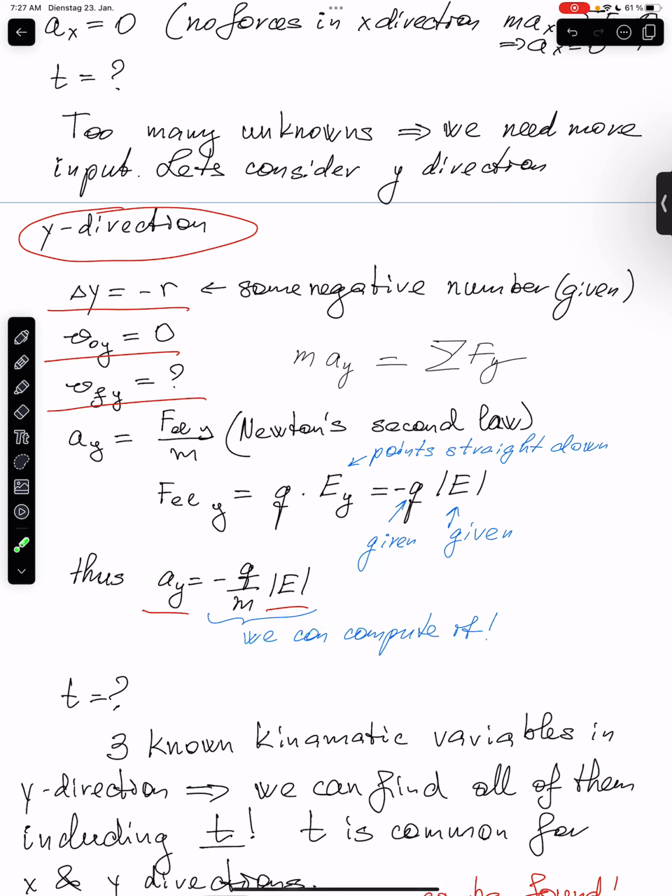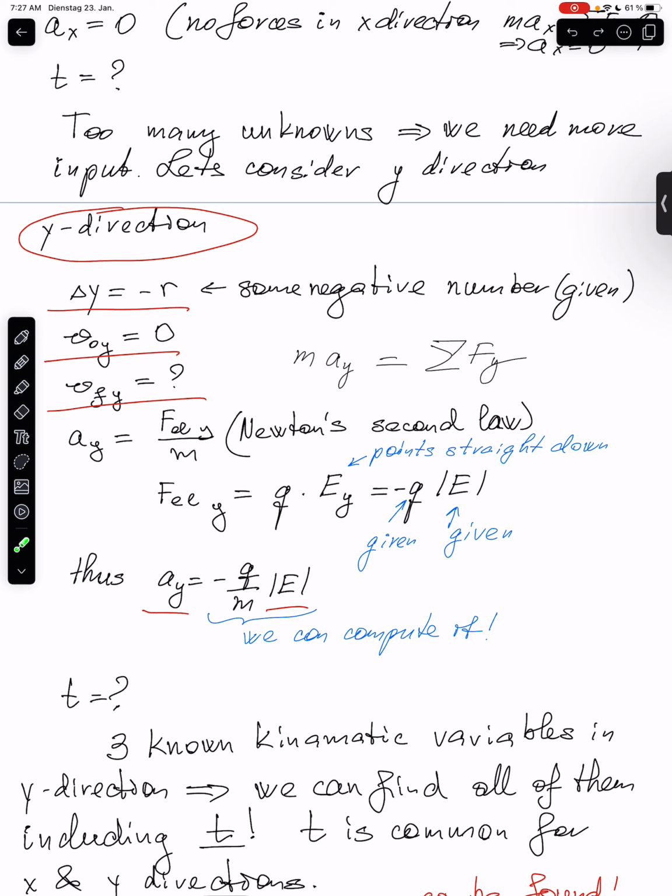Okay, very good. So now we can find the time this proton traveled this distance. It's unknown, but we can find it. So look at this. In the y direction we have 3 known kinematic variables: the acceleration, the initial velocity, and the distance traveled, and therefore we can find all other kinematic variables. So 3 known, we can find all of them in the y direction.